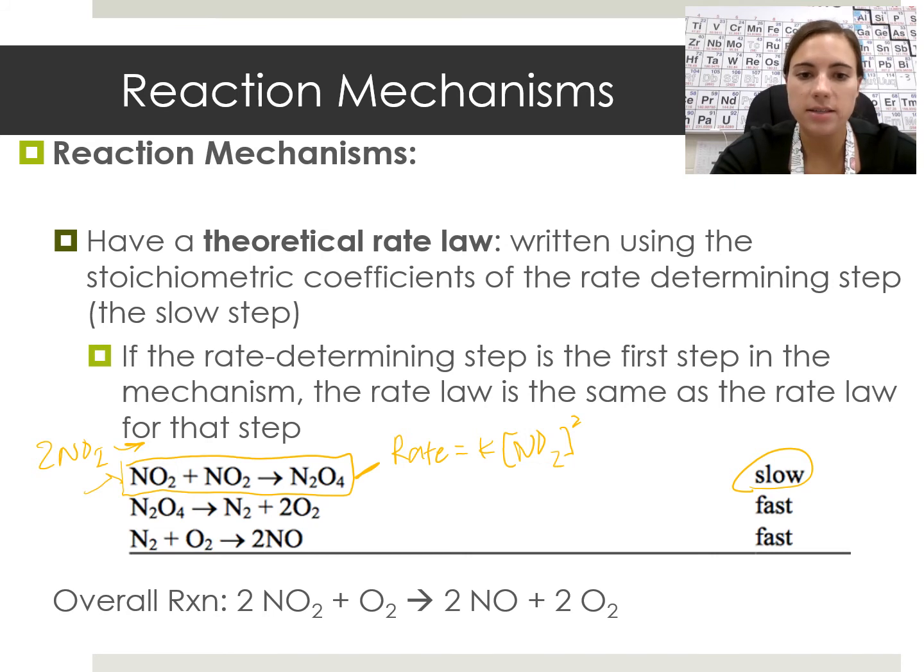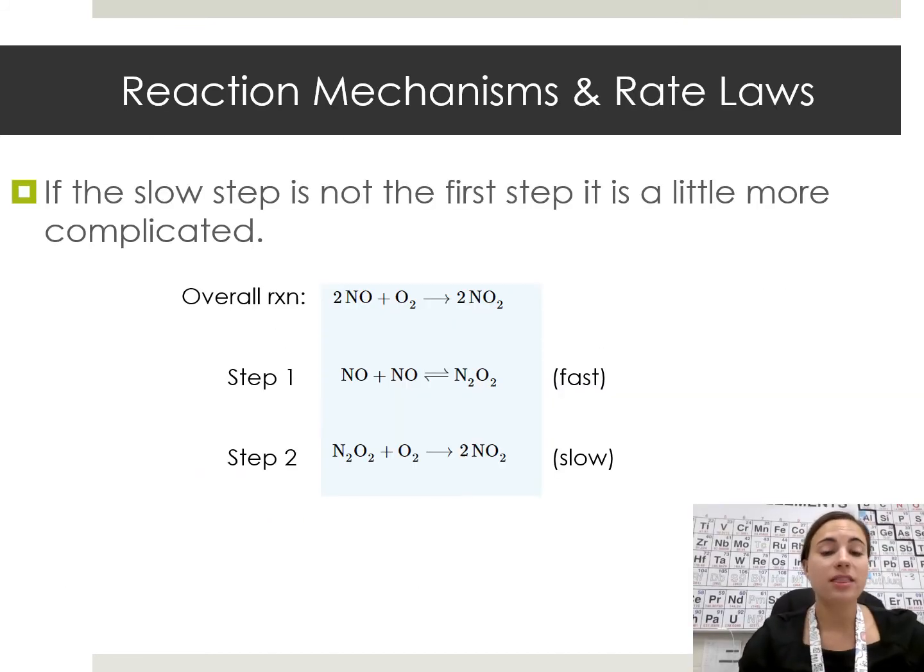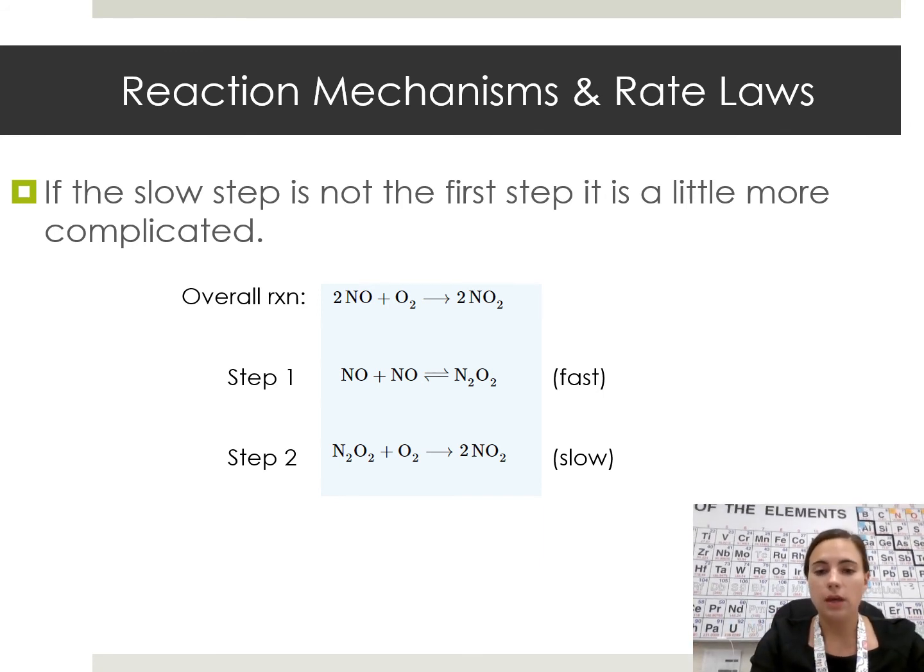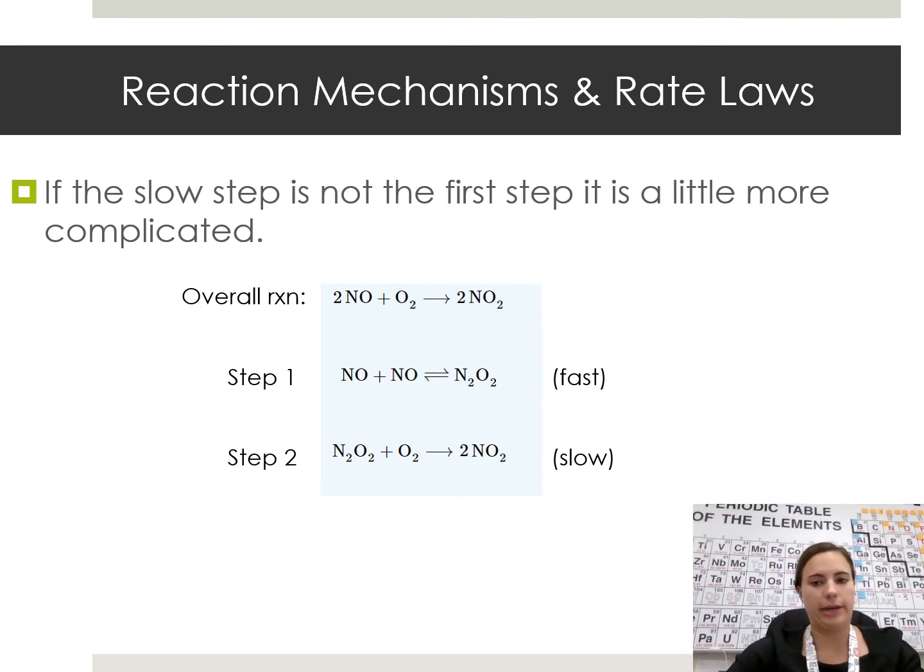And if that is the slow step, then the overall reaction's rate law, if this mechanism is correct, would match the slow step's rate law. In the last example, writing the theoretical rate law for the whole mechanism was simple because the slow step was the first step. When the slow step is the first step, we just write the rate law based on that slow step, and that is the theoretical rate law for the whole mechanism. If the slow step isn't the first step, then things get a little more tricky.